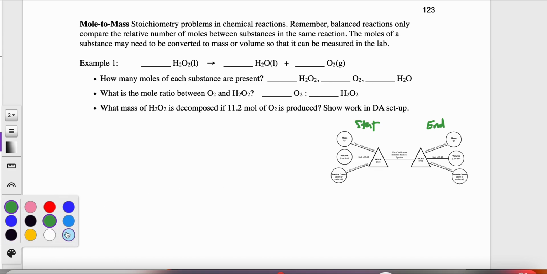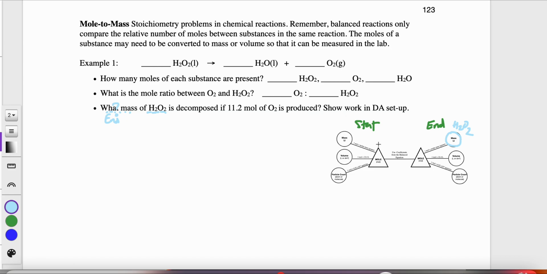So when I take a look at the problem I'm given, it says, what mass? So that's what we have to figure out. So this is where this mathematical problem needs to end, and it has to end in the mass circle. So we have to get all the way there to the mass circle. When I keep reading, I need to determine the mass of H2O2. So I'm going to label this as H2O2.